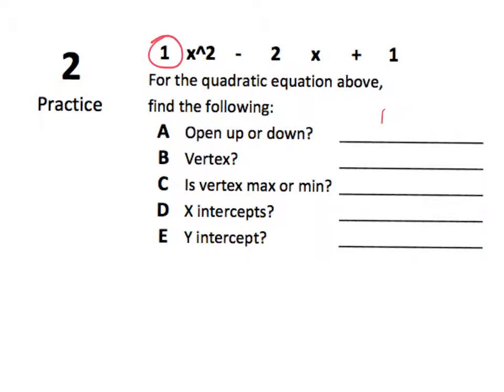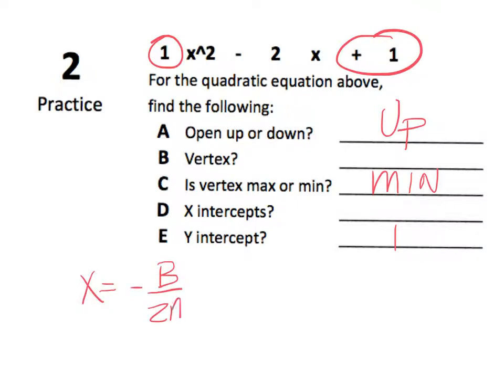The 3 easy answers. This one opens up because A is positive. It is a minimum because A is positive. And the Y-intercept is 1, the item at the end. For the vertex, x equals negative b over 2a. That's negative 2 over 2 times 1. Double negative makes it positive, and 2 over 2 is simply 1. So we have 1 for the x value.